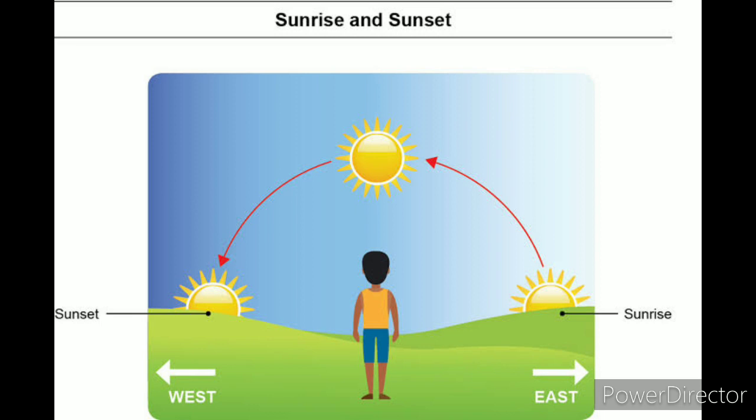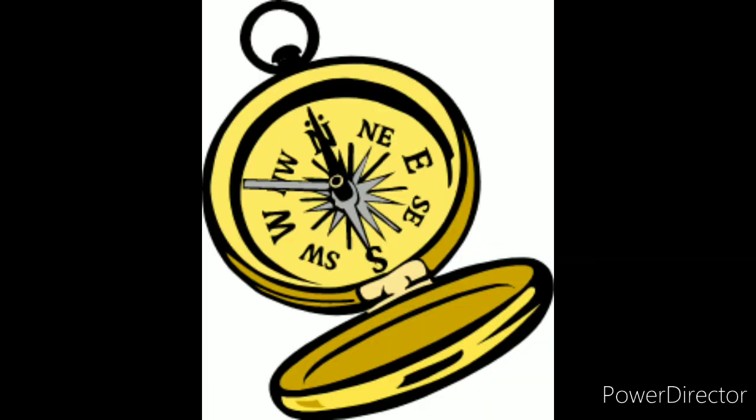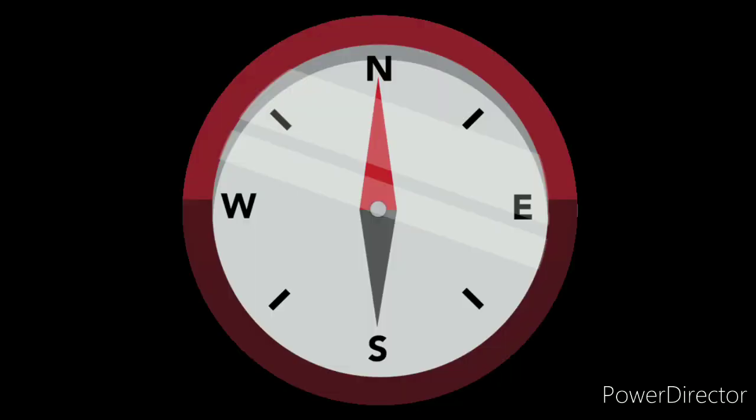During the day, we can find the different directions by looking at the position of the sun. But what if it is in the evening? For that, we use an instrument called a compass. Compass helps us in locating the different directions.